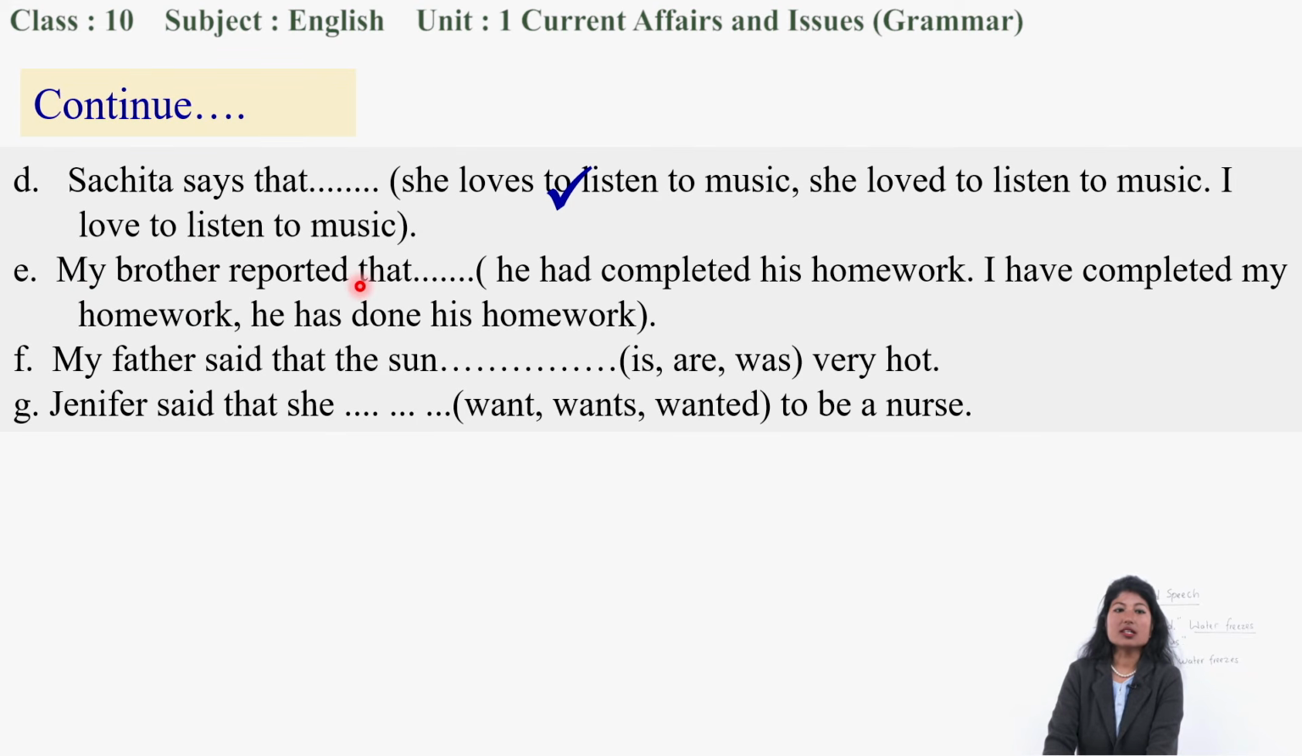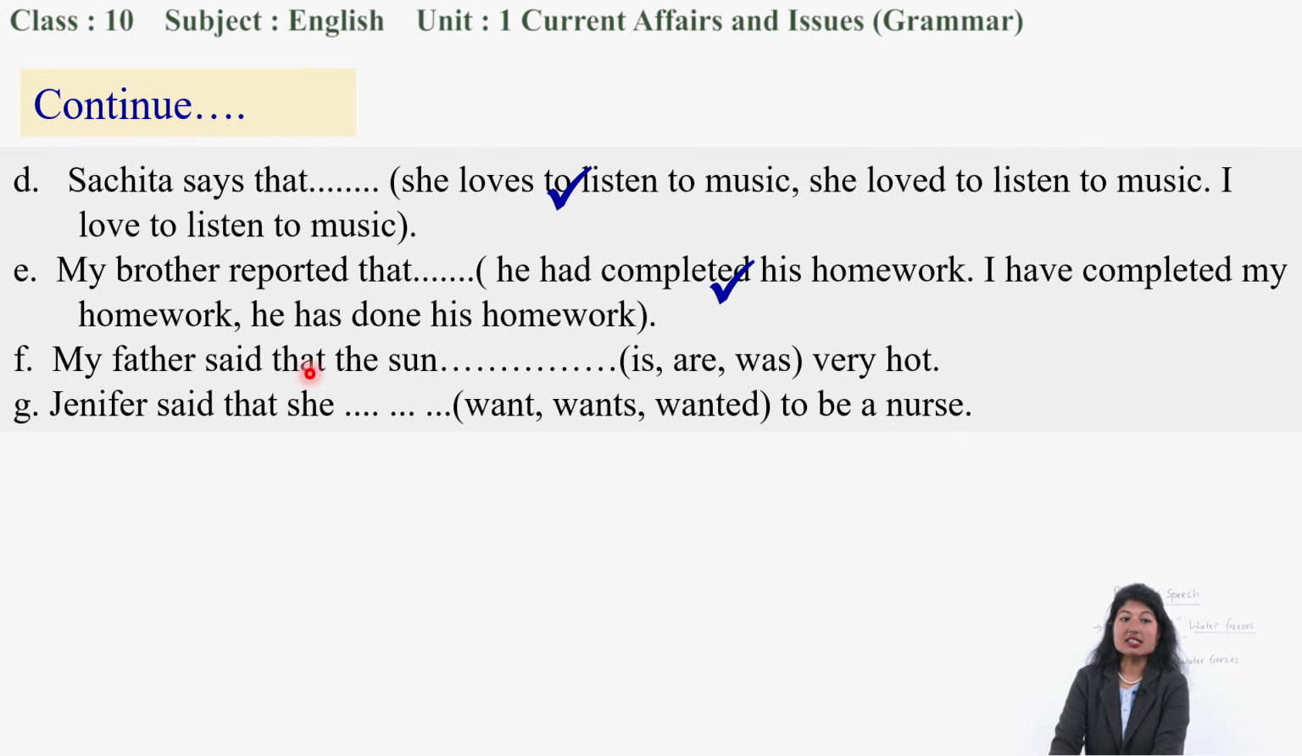Next, my brother reported that he had completed his homework. I have completed my homework. He has done his homework. What is the right answer? He had completed his homework.